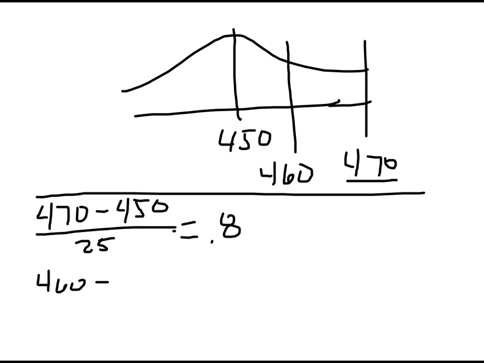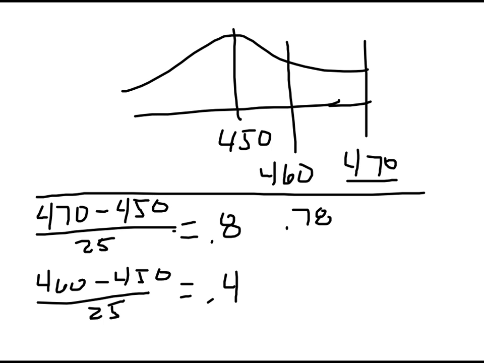460 minus 450 divided by 25 equals 0.4. The probability for 0.8 equals 0.78814, and the probability for 0.4 is 0.65542.